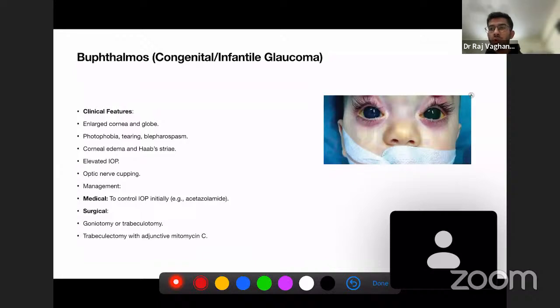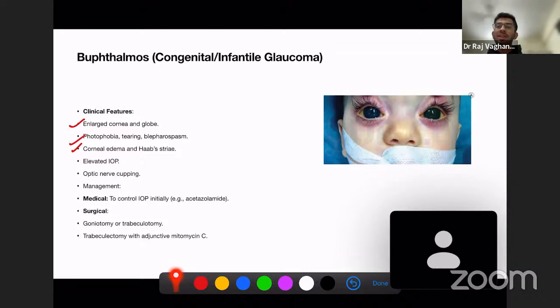There's an enlarged cornea and globe. The eyeball as a whole is enlarged, and there's an enlarged cornea. You can see in this child's eyes, the cornea is very enlarged, and it is occupying most of the eyeball. The cornea is enlarged, and the globe is also enlarged. There can be photophobia, tearing, and blepharospasm. There can be corneal edema and Haab's striae. Haab's striae are linear lines over the cornea. It is not visible in this child's eye, but it is visible in some children.